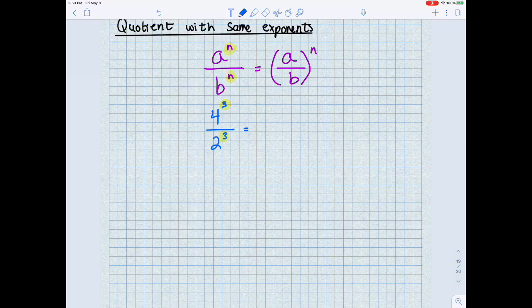So all I'm going to do is take the quotient of my 2 bases, 4 divided by 2, and then raise it to the third power. So 4 divided by 2 is 2. We raise 2 to the third power, which equals 8. And there we go.